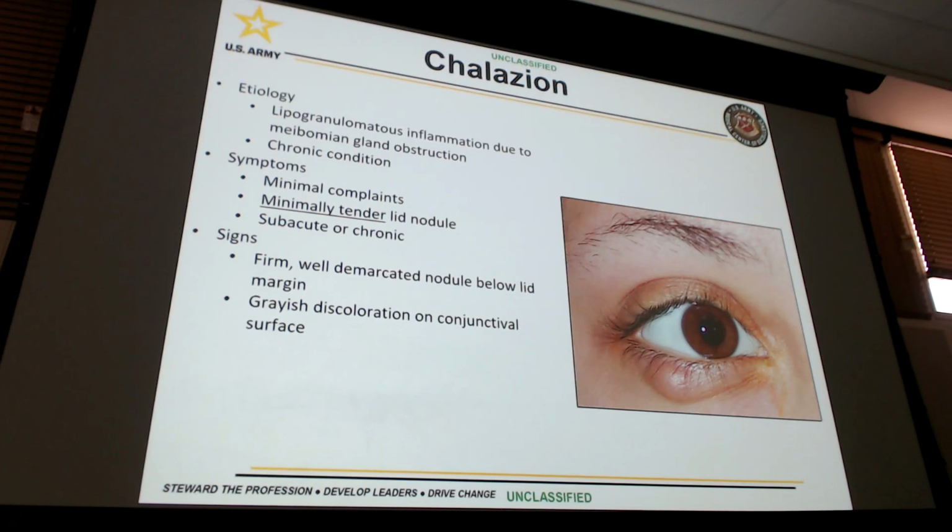This one's pretty obvious. This lady, female, I'm guessing, has a bump on the lower lid there. Okay, that is pretty obvious, but it's not painful. You can press it, it's not going to hurt. Might feel a little weird that you're pressing the bump, but it's not going to be painful like a hordeolum is.